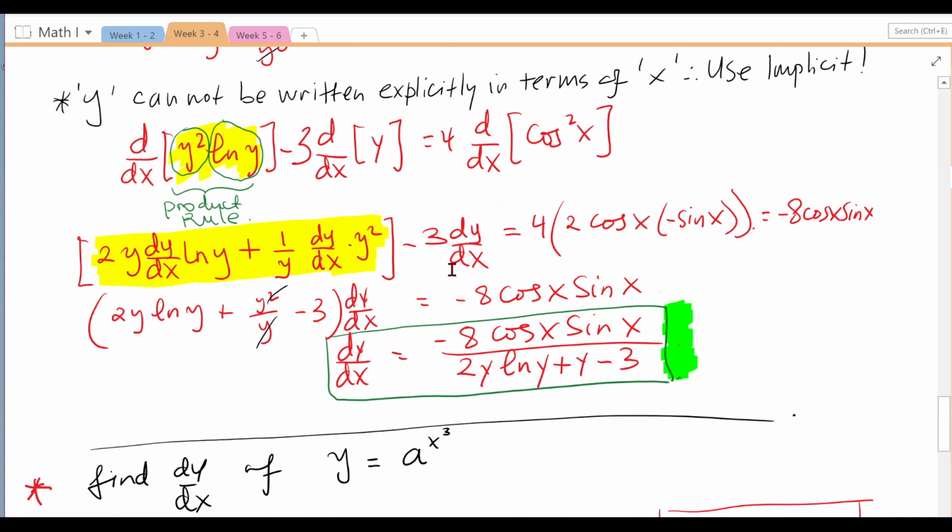Combine all the dy/dx on the left hand side. So we have dy/dx, and then dy/dx. Therefore we have (2y ln y + y squared) divided by y, and we can cancel one of the y. Minus 3 from here, over dy/dx times dy/dx equals negative 8 cos x sin x.